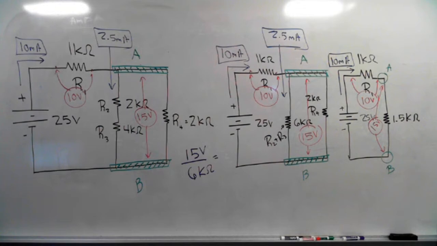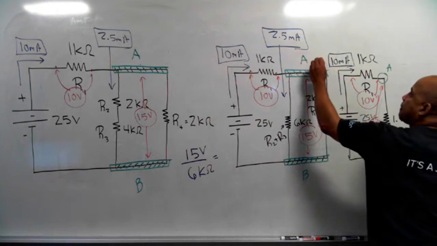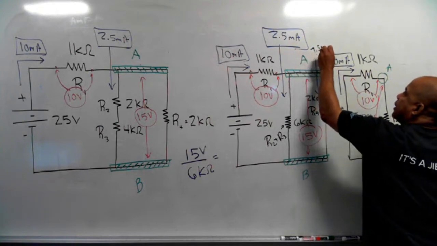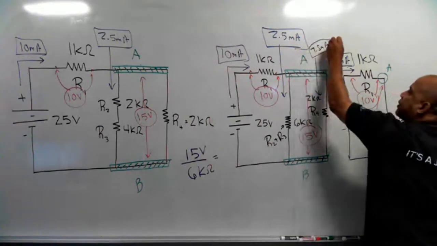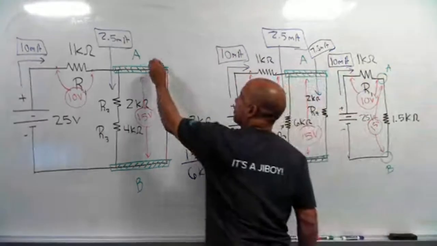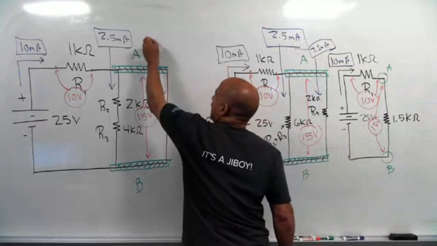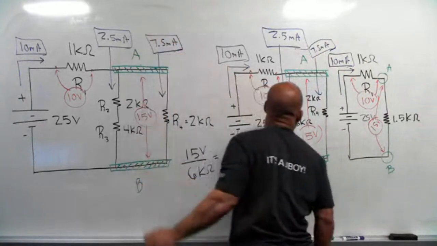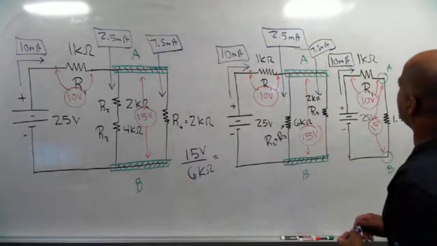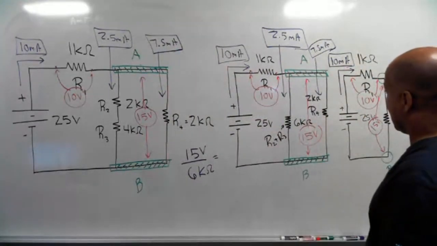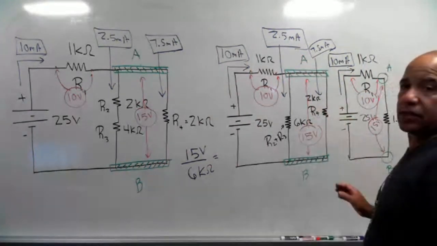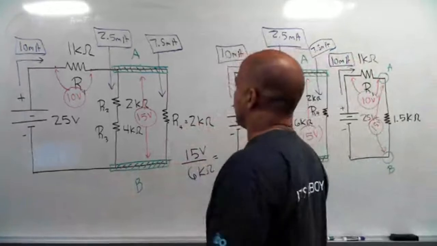What is that? 10 minus 2.5 would be 7.5 milliamps. I did my subtraction correctly. And this right here, 7.5 milliamps. I look at this circuit, I notice I have all my voltage drops across each resistor. I've got all the current through each resistor. This circuit is solved. So now I move to the next one and say, all right, what am I missing?